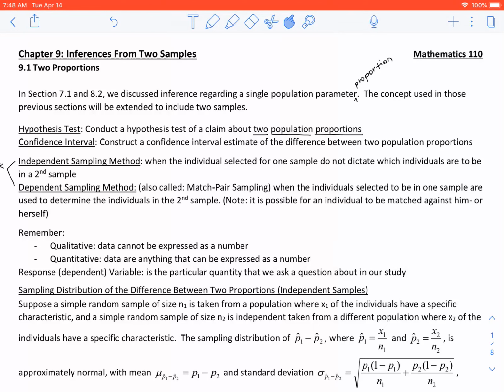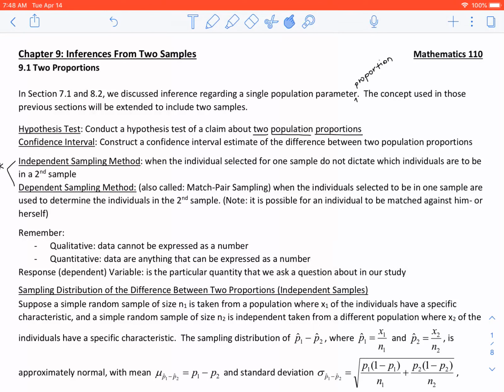Hypothesis test is what we did last chapter: conduct a hypothesis test of a claim, but this time it's about two population proportions. We also will go back to confidence intervals, which we saw in Chapter 7, to estimate the difference between the two population proportions.